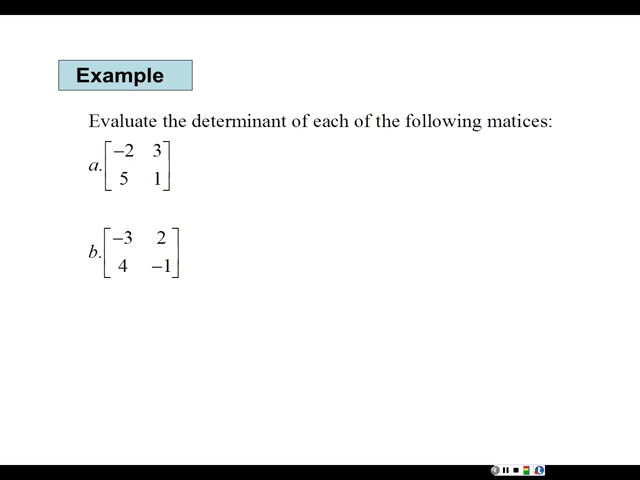So let's do that. You have negative 3, 2, 4, negative 1. We multiply this first: negative 3 times negative 1 minus 4 times 2. It will be a whole number. So you have 3 here minus 8, and that becomes negative 5. That's going to be the determinant of that 2 by 2 matrix. So it's quite easy. You just follow the formula.